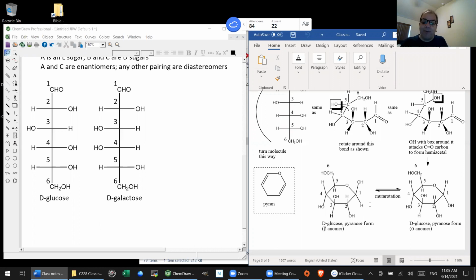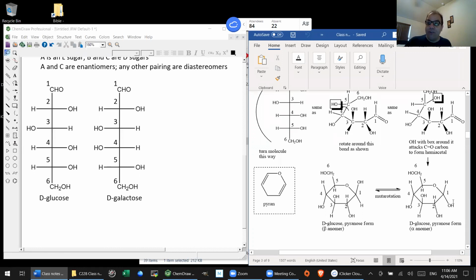But the way I remember it is that in the alpha and beta anomers, the vowels and consonants don't go together. So beta is like a consonant, right? It's like a B. And for the beta anomer, that anomeric OH points up. So up begins with a vowel. Beta is a consonant. And likewise, in the alpha anomer, alpha is a vowel, but here the OH points down. So alpha is a vowel, down starts with a consonant. So that's the way I remember it, is the vowels and consonants don't go together. So the beta anomer is the anomeric OH pointing up. The alpha anomer is the anomeric OH pointing down.